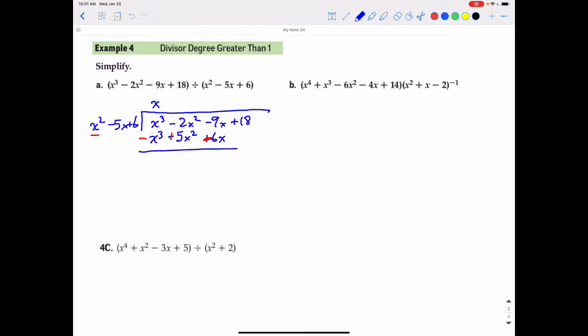Combine them together. X cubed minus x cubed cancels. Negative 2x squared plus 5x squared is 3x squared. Negative 9x minus 6x is negative 15x. And bring down the 18.